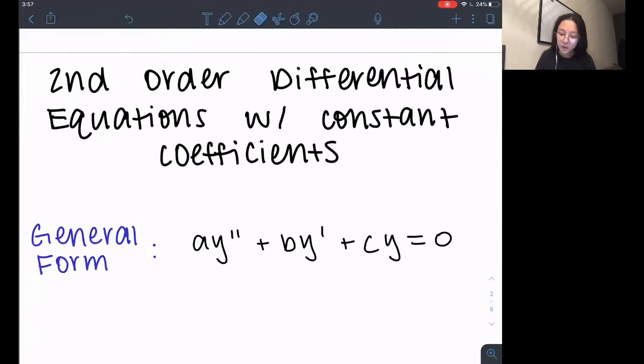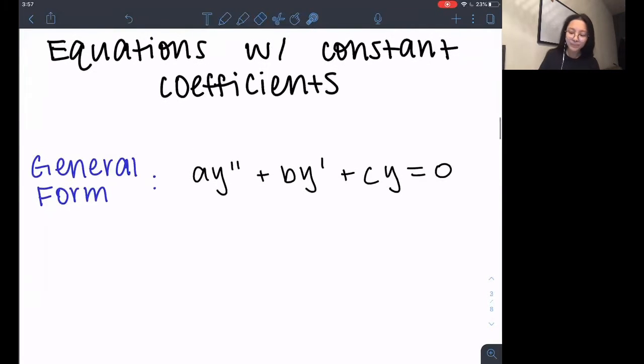This is the general form of the equation, and you'll see here that the constant coefficients are going to be A, B, and C. This equation is linear because our independent variables are not being multiplied by anything and are not to the power of anything. And this equation is also homogeneous because it is equal to 0. If it were equal to a non-zero, it would be non-homogeneous. So it's a pretty easy way to remember that.